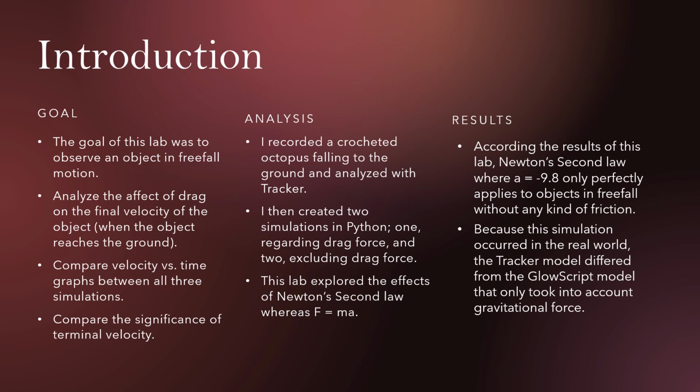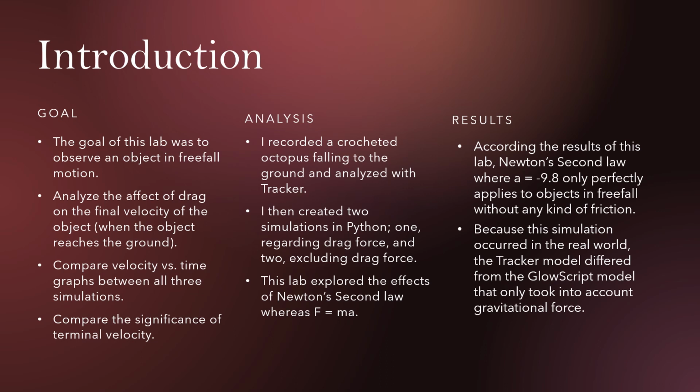This lab explored the effects of Newton's second law, where F equals ma. According to the results of this lab, Newton's second law, where F equals ma and a equals negative 9.8, only applies to objects in freefall motion without any kind of friction. Because the experiment occurred in the real world, the Tracker model differed from the GlowScript model that only took into account gravitational force.